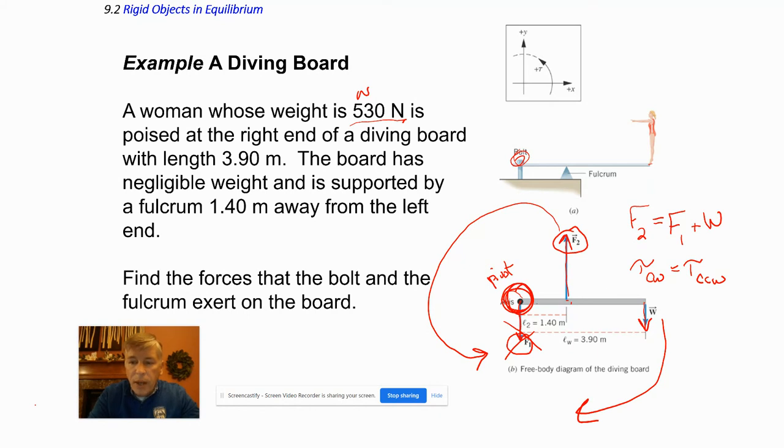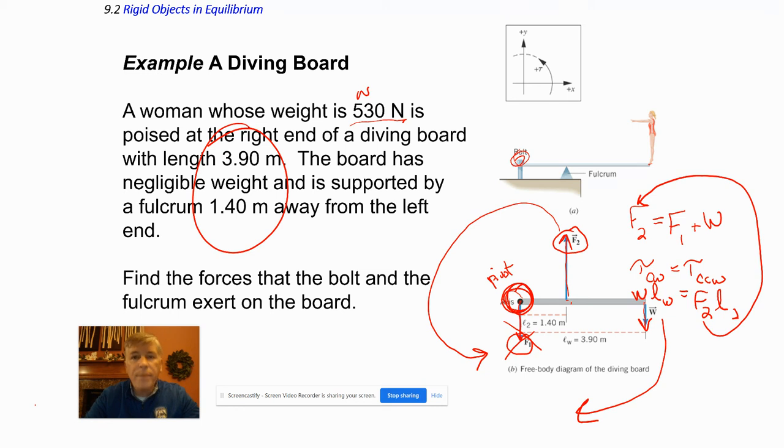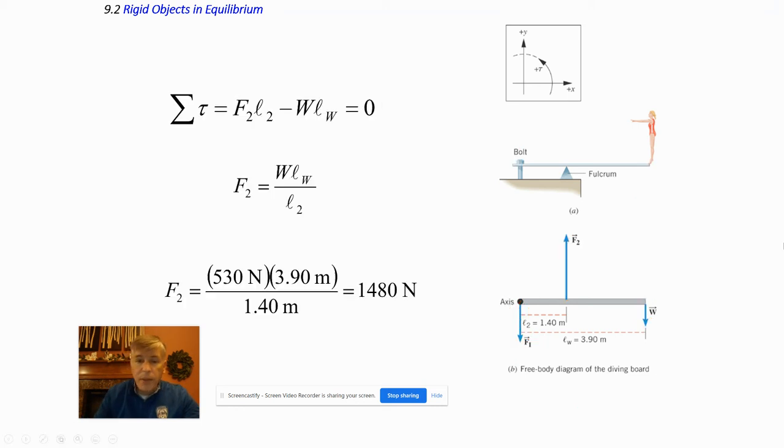So my clockwise torque is the weight of the person times how far away they are. So that would be this LW here. And then the counterclockwise torque, this one right here, would be F2 times this L2 that they give me. Since I know all three of those numbers, because they gave us those distances in there, I should be able to figure out F2. And then once I have F2, plug it in there to find F1. So let's take a look, see what they came up with.